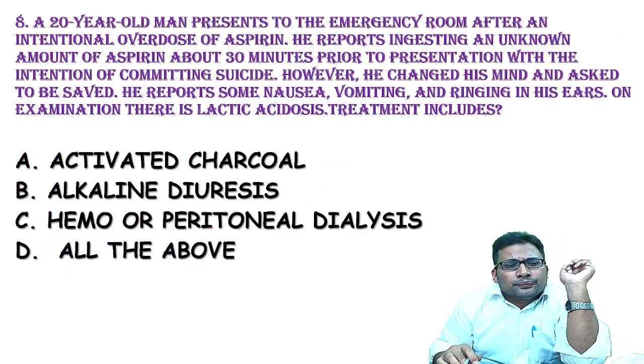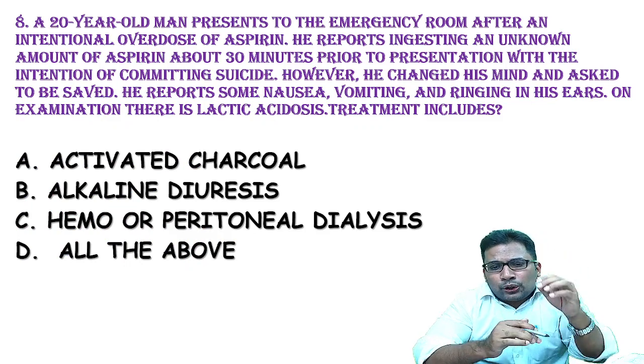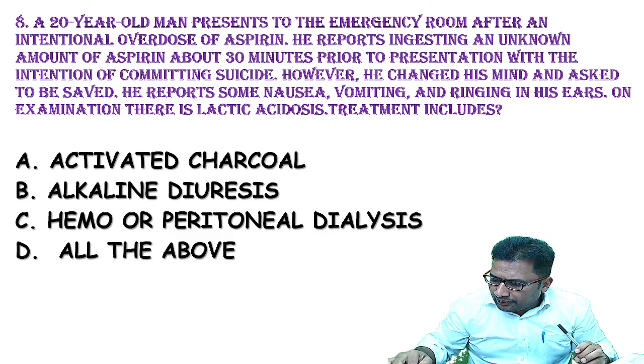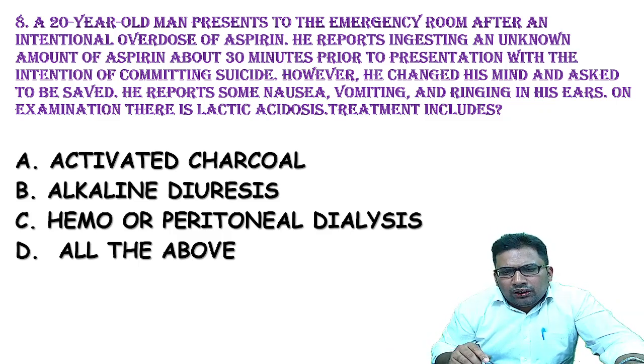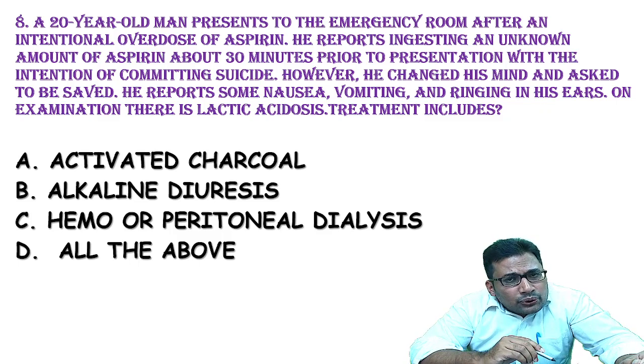Question number 8. A 20-year-old man presents to the emergency room after intentional overdosage of aspirin. So there was a question about aspirin poison. He reports ingesting an unknown amount of aspirin. He presents with nausea, vomiting, tinnitus, and lactic acidosis. All these are the features of aspirin poison.